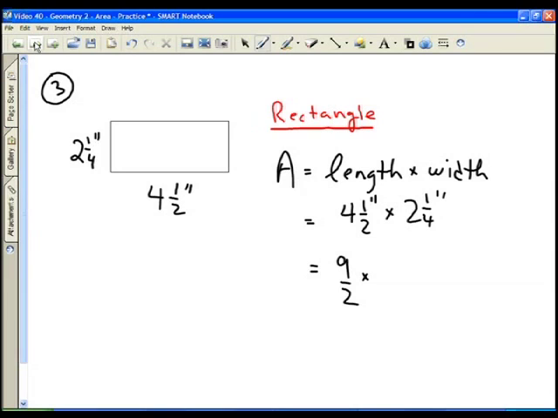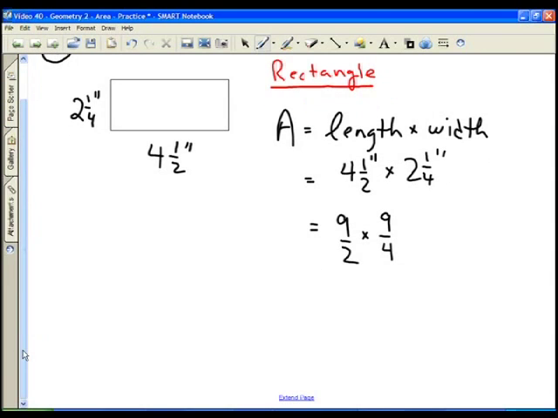I thought I had those numbers mixed up. Sorry about that. And now our width is 2.25 inches. So 4 times 2 is 8. And 8 plus 1 is 9 all over 4. And so you see here, now remember when we multiply fractions, we multiply straight across the top and straight across the bottom.